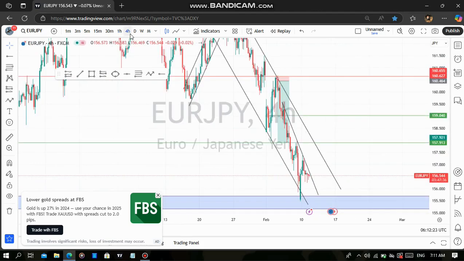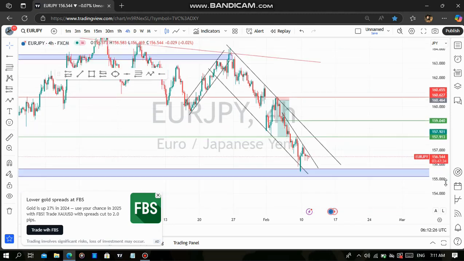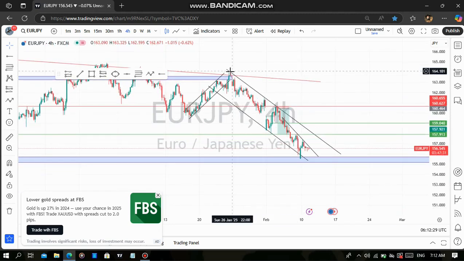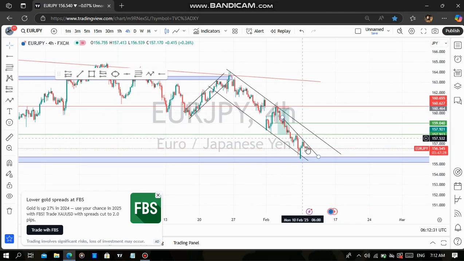EURJPY has been moving nicely too on a downtrend. You can see the first touch, the second touch, the third touch. At any point in time, if price gets to this downtrend line and gives us a confirmation, which is a rejection on H4 or H1, we take our sell trade.